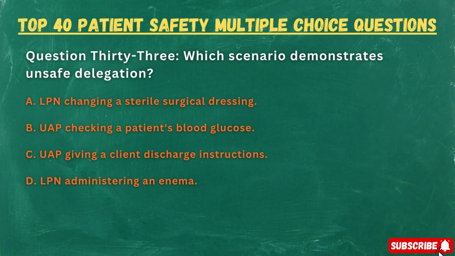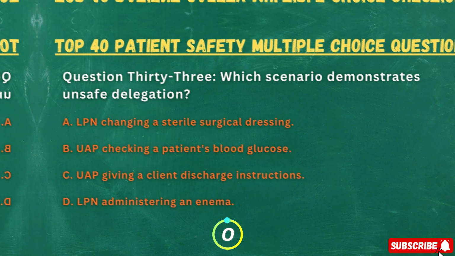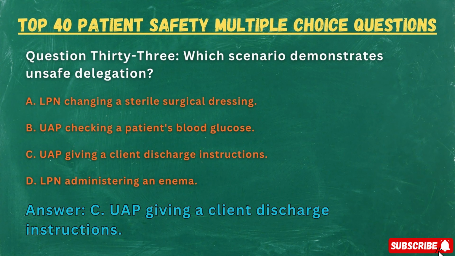Question 33. Which scenario demonstrates unsafe delegation? A. LPN changing a sterile surgical dressing. B. UAP checking a patient's blood glucose. C. UAP giving a client discharge instructions. D. LPN administering an enema. Answer: C. UAP giving a client discharge instructions.